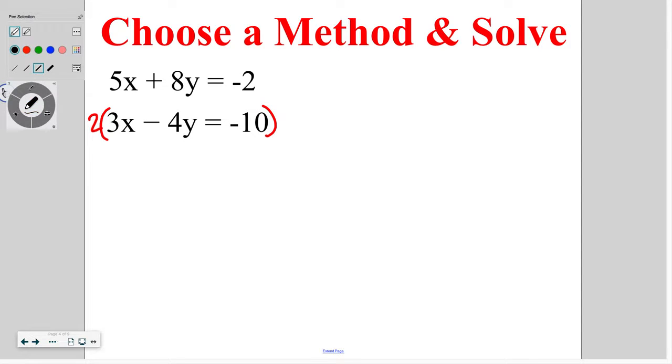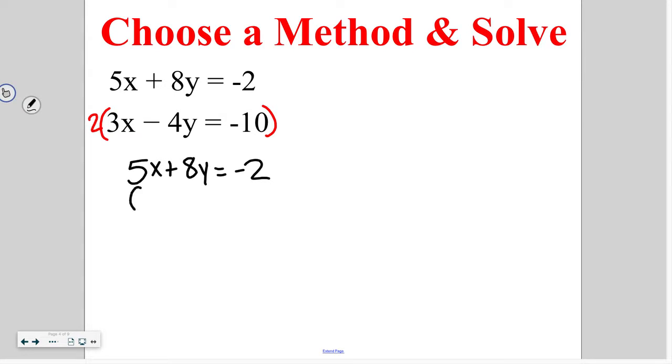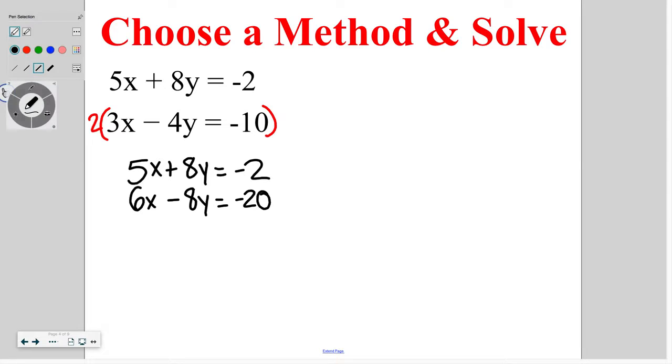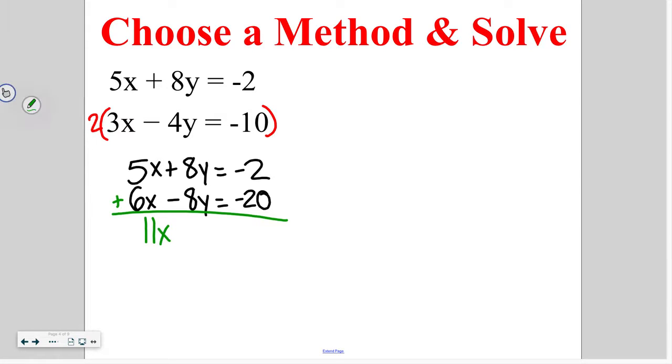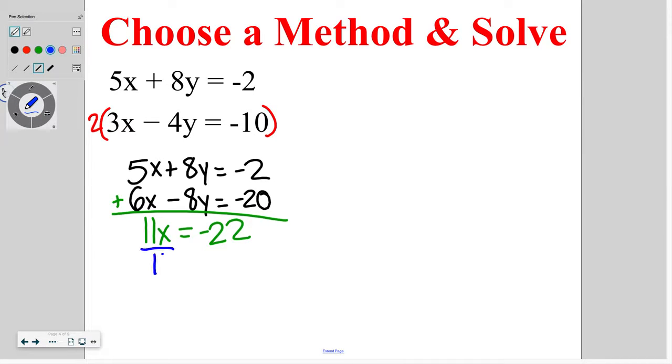So our first equation stays the same, 5x plus 8y is equal to negative 2. And our second one becomes 6x minus 8y is equal to negative 20. So since our variables are opposite, I'm going to go ahead and add and get 11x. Our y's get eliminated, is equal to negative 22. Solving, we're going to divide both sides by 11 and get an answer of x is equal to negative 2.